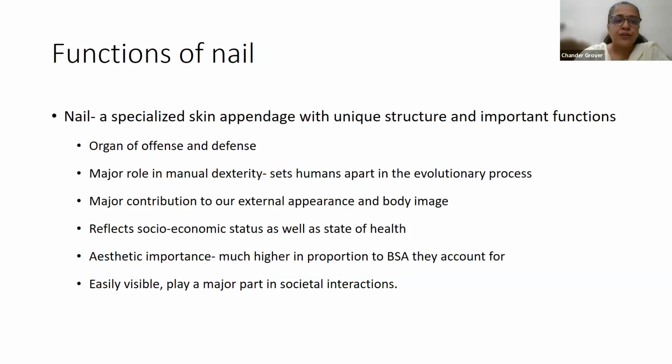It's conventionally an organ of offense as well as defense. Correspondingly, it's important in forensic analysis also. It has a major role in manual dexterity. This is what sets us apart from other species during the process of evolution. The presence of our kind of nail with our kind of digital tip has given us an evolutionary advantage. It has a major contribution to our external appearance as well as to our body image, how we perceive ourselves and how society perceives us.